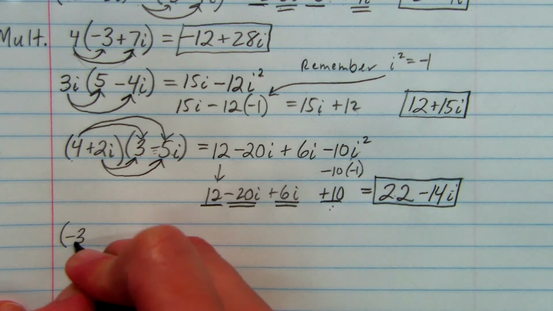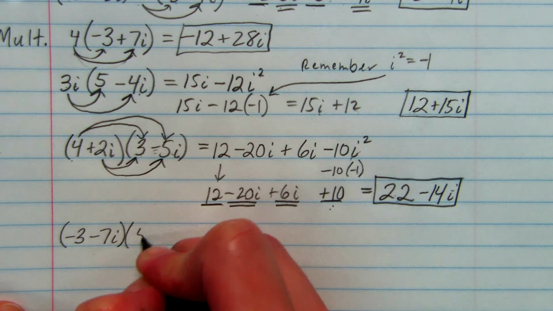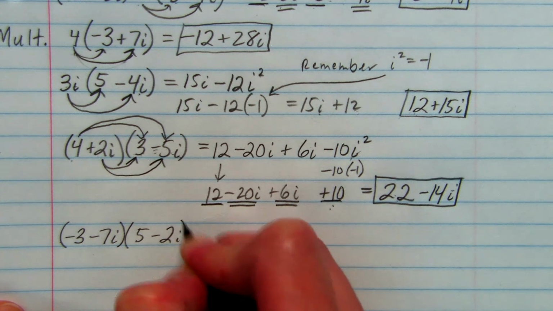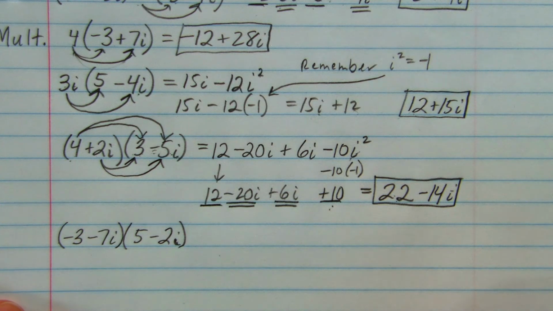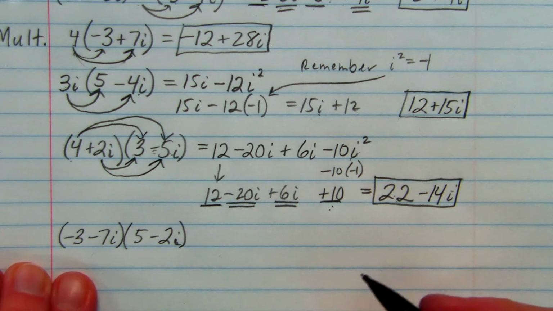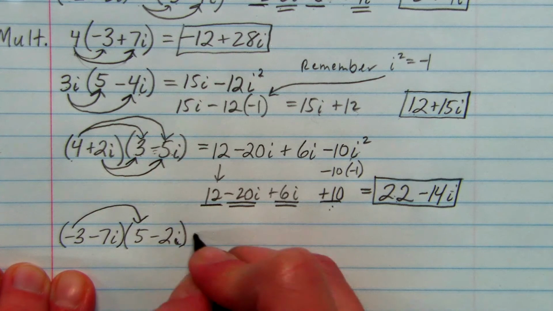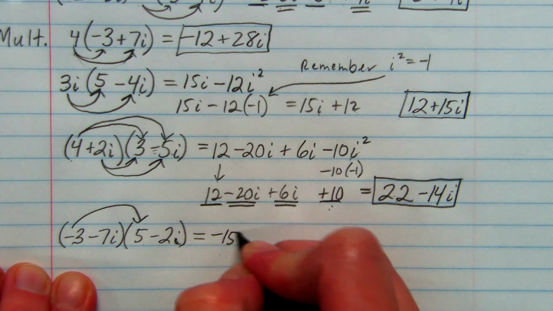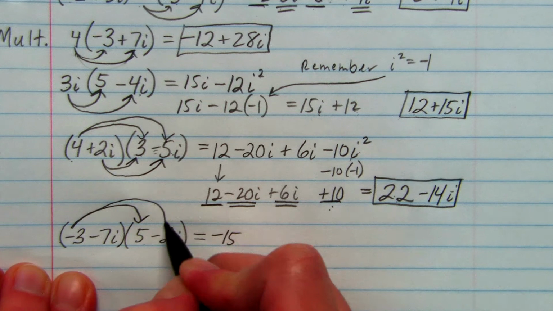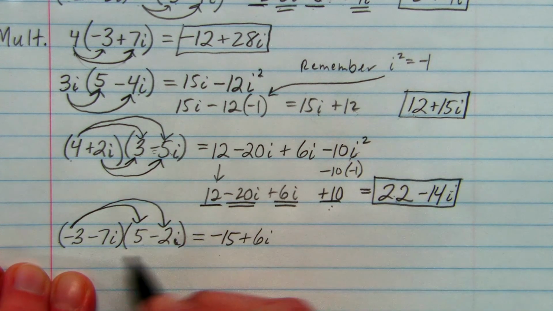So negative 3 minus 7i. Are we not going to do division? Not today. Division's its whole lesson by itself. It has a lot of other things to do with it. All right, so I'm going to take this negative 3 times this 5. What's negative 3 times 5? Negative 15. And then negative 3 times negative 2i is positive 6i. You have to be really careful with the signs.